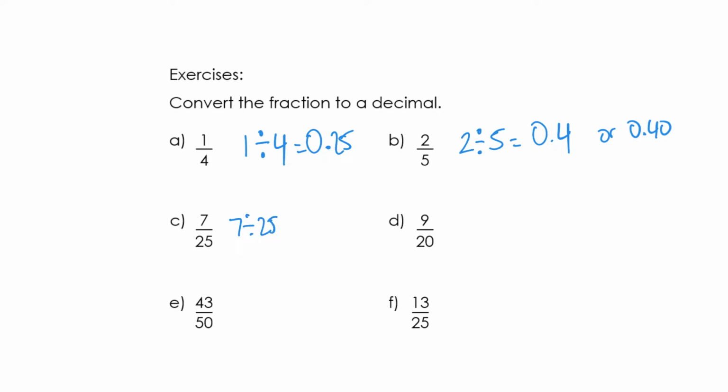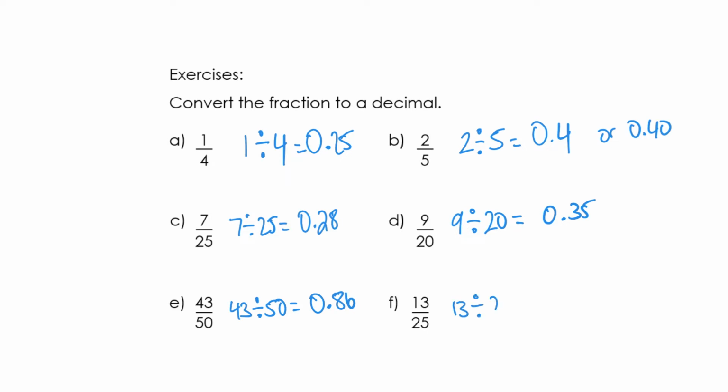7 divided by 25 on a calculator will give you 0.28. 9 divided by 20 will give you 0.35. 43 divided by 50 will give you 0.86. And 13 divided by 25 will give you, what will it give you? 0.52.